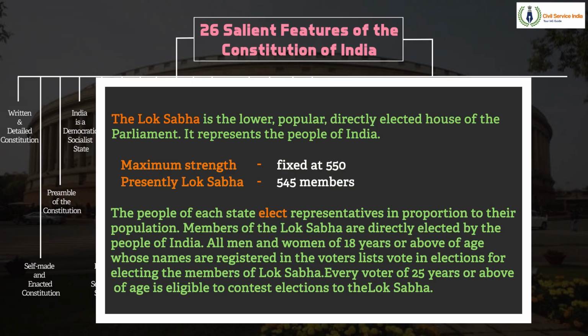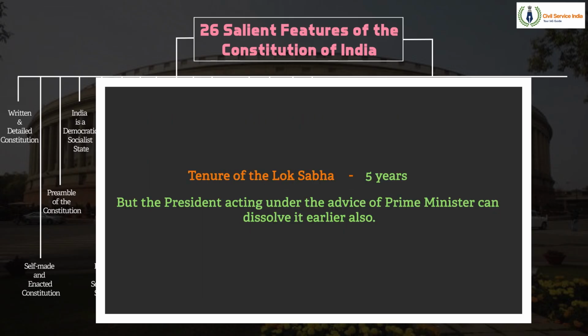The people of each state elect representatives in proportion to their population. Members of the Lok Sabha are directly elected by the people of India. All men and women of 18 years or above of age whose names are registered in the voters' lists vote in elections for electing the members of Lok Sabha. Every voter of 25 years or above of age is eligible to contest elections to the Lok Sabha. The tenure of the Lok Sabha is 5 years. But the President acting under the advice of Prime Minister can dissolve it earlier also.